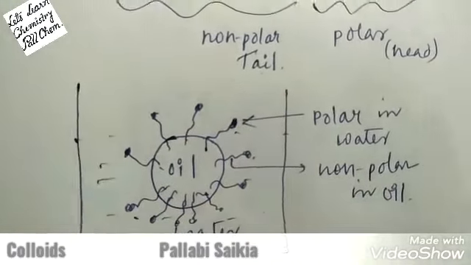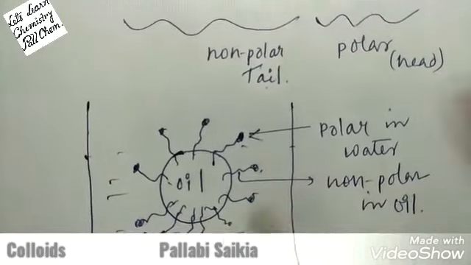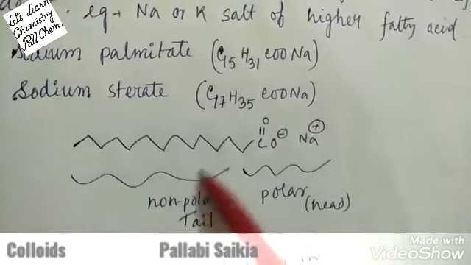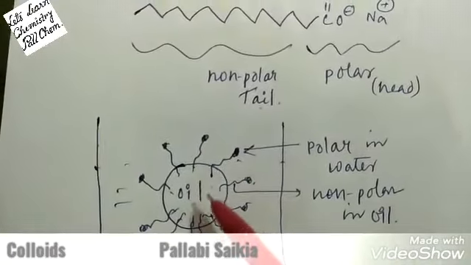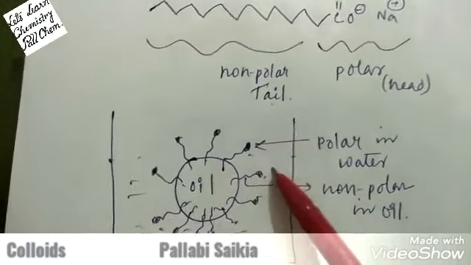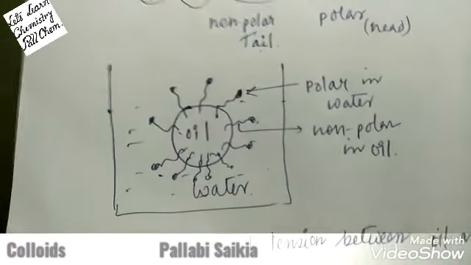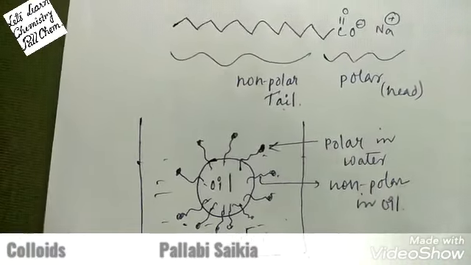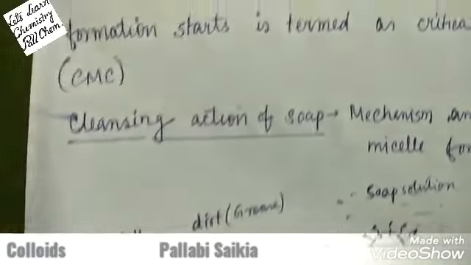So during the formation of an oil in water emulsion or water in oil emulsion, the emulsifier arranges itself in such a way that the non-polar groups are directed towards the oil and the polar groups are directed towards the water. Hence it is stabilized, and as a result the interfacial tension between water and oil decreases and they are intermixed. Next is micelle.